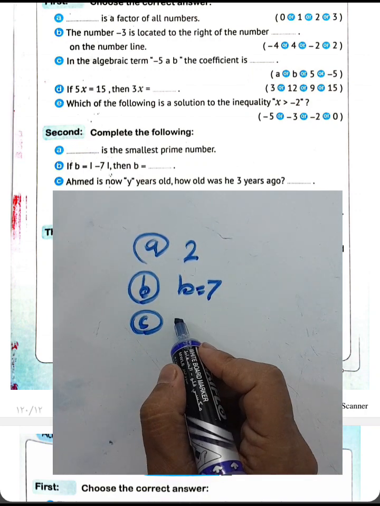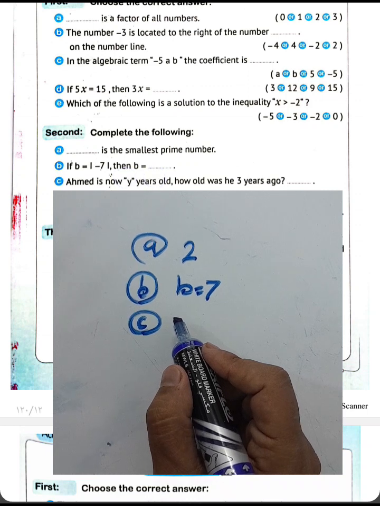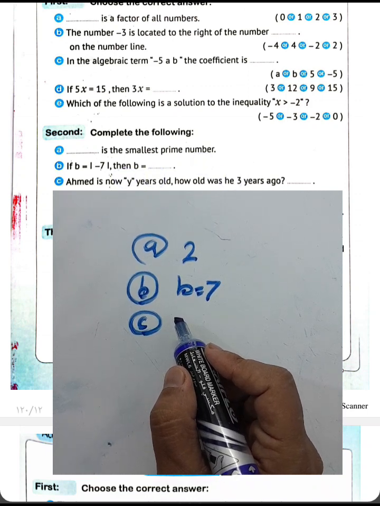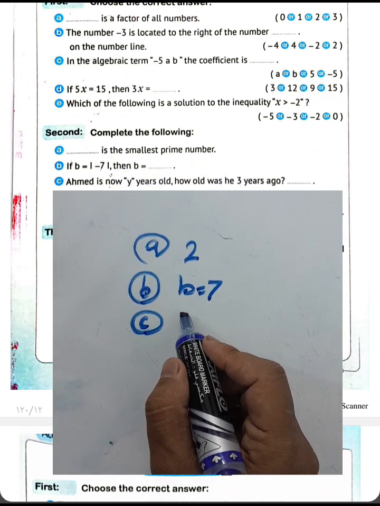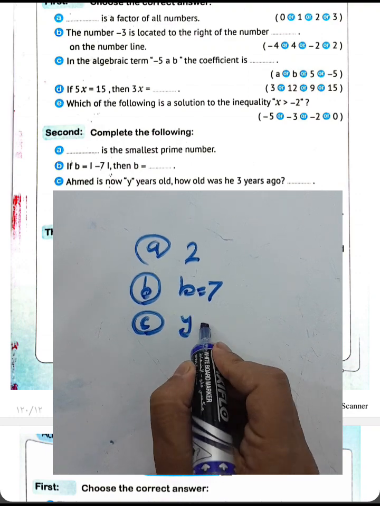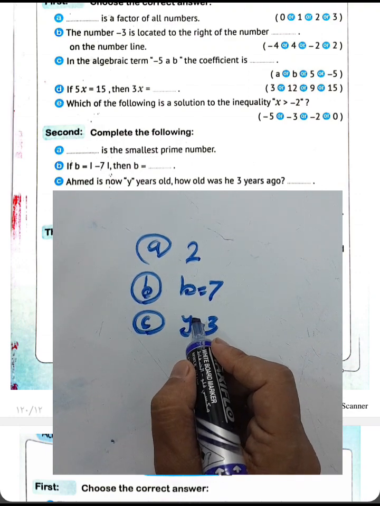Letter C. Ahmed is now y years old. How old was he 3 years ago? 3 years ago means subtract. Right, y subtract 3. Okay, the result will be y minus 3.